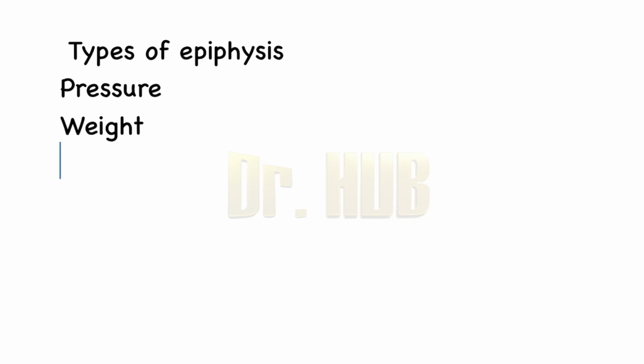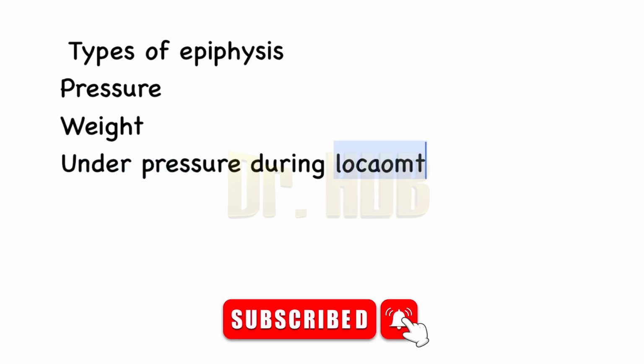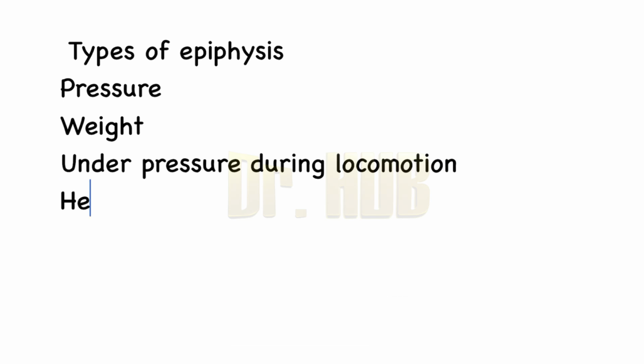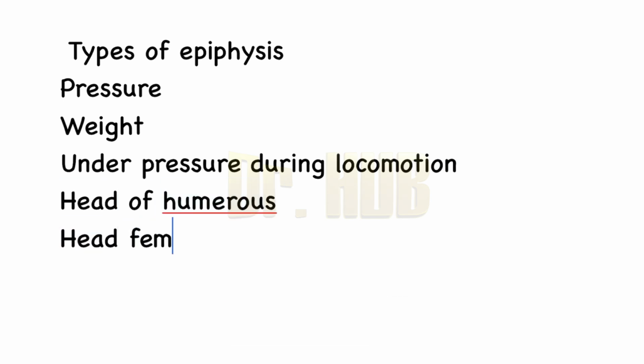Types of the epiphysis. So there are four main types of epiphysis. First is the pressure epiphysis. The pressure epiphysis is articulating and assists in the transmission of weight. They are found in regions in which the bone is under pressure during the movement of locomotion. Examples include the head of the humerus, the head of the femur, and the condyles of the femur and the tibia.